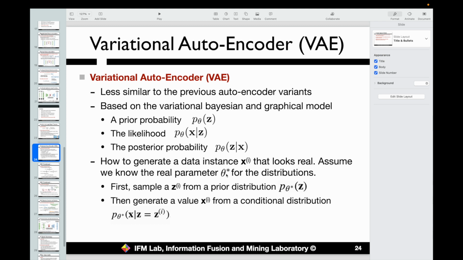If we know the optimal theta, then what we can do is sample a random z from the prior distribution p theta z. Then, to generate x, we utilize the likelihood function: given this sample z, we generate an xi from the conditional distribution p x given z. This is based on the assumption that we know the optimal theta star. So we can generate a realistic data instance in two steps: first sample z, and then sample x.